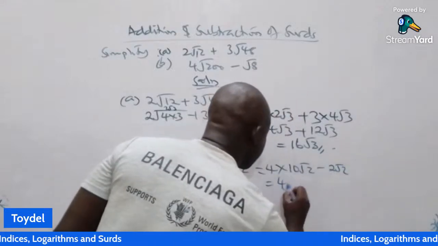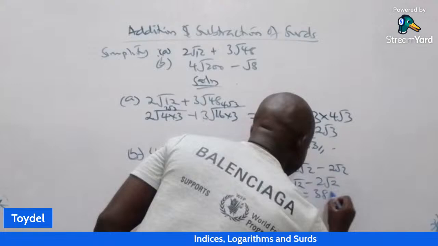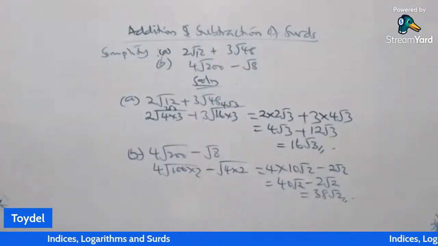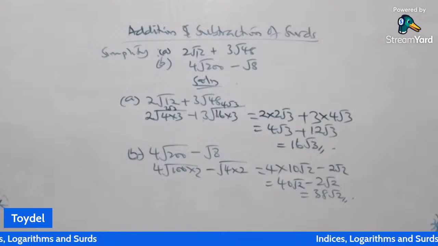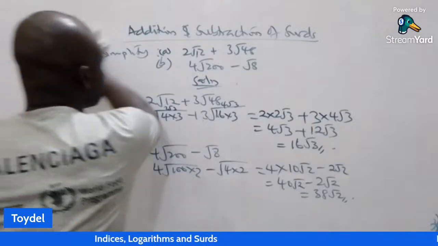At the end of the day, I'm going to have 40 root 2 minus 2 root 2, and that will be 38 root 2. So that's how to add or subtract. So as I've said earlier on, it is important to reduce surds to their basic form for us to be able to add and subtract such surds.